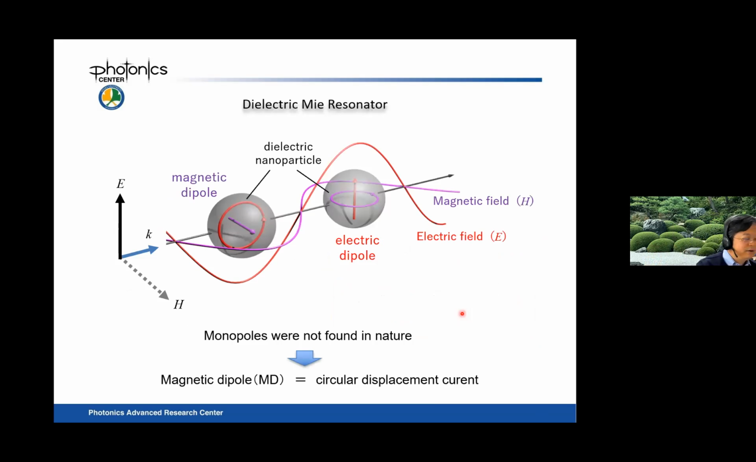In dielectric material, we have another degree of freedom. This is a magnetic dipole. Here you can see two resonances. One is the electric dipole resonance, which is familiar in plasmonic resonance. And also, we have a magnetic dipole resonance here. This is a magnetic dipole, and there's no monopole in the universe. So a magnetic dipole means a circular displacement current around inside the dielectric material.